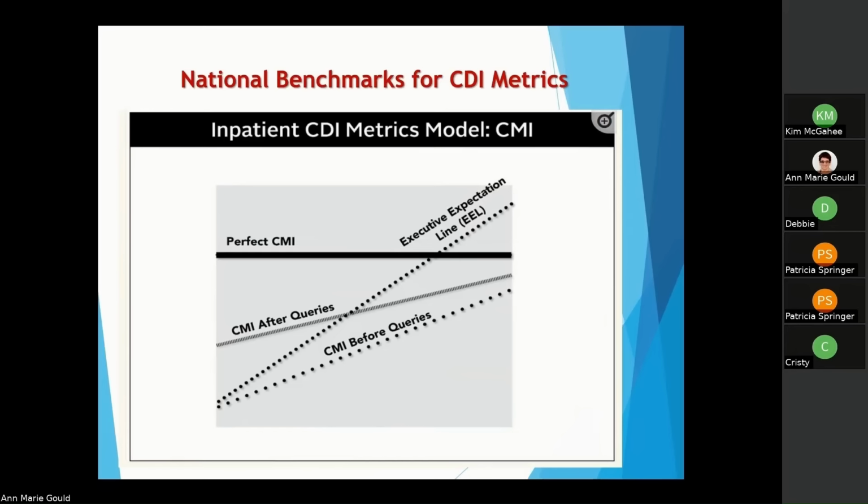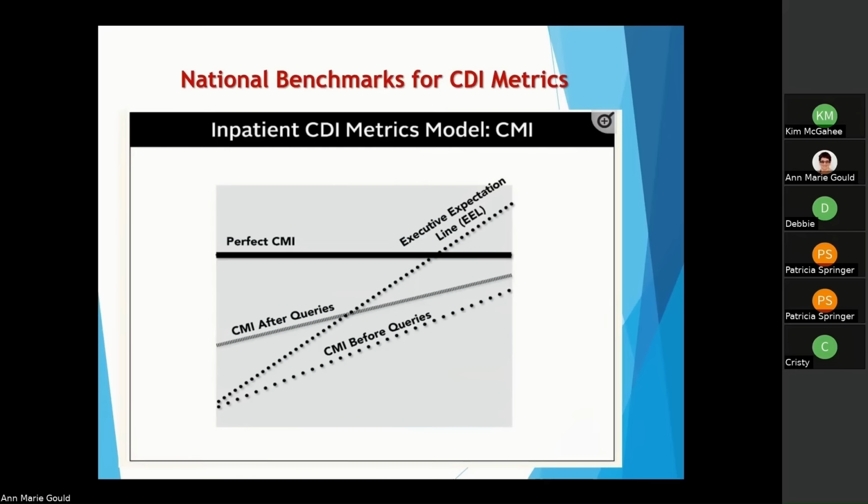So as you can see on this slide, see how low your CMI is before queries? And your perfect CMI is where all the diagnoses are specified and CDI doesn't send any queries whatsoever. Yeah, that's never going to happen, I don't think, in our world today, that's for sure. But then the CMI did increase after queries. This executive expectation line is just saying this is what the executives, the senior leadership, see. They want to see it hit the perfect CMI as much as possible, right?